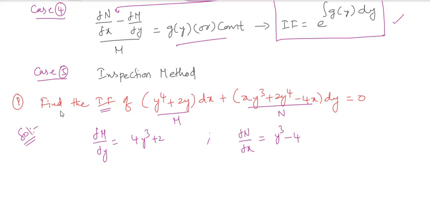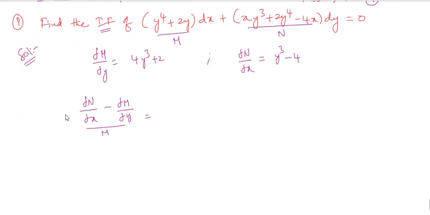So now the terms containing N are more, so hence you have to take case 4. What is case 4? Sorry, this is ∂N/∂x minus ∂M/∂y, divided by M. Am I right or not? This is case 4. Yes or no? Just try to analyze and substitute these values.